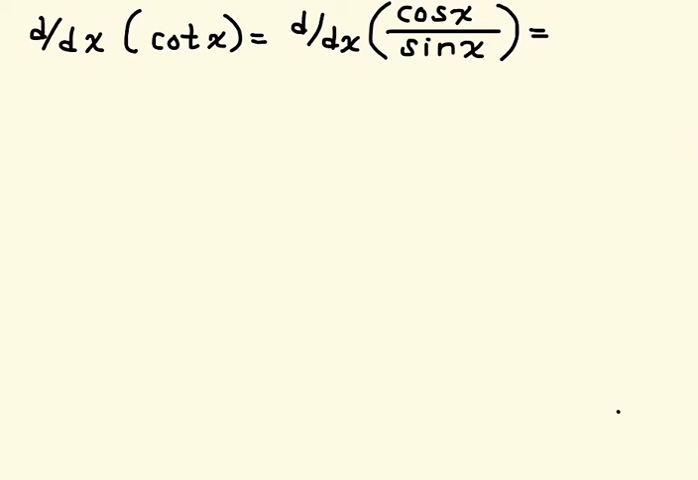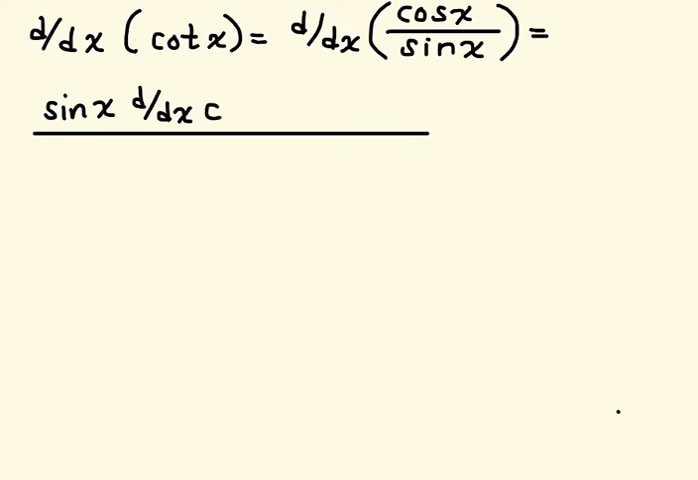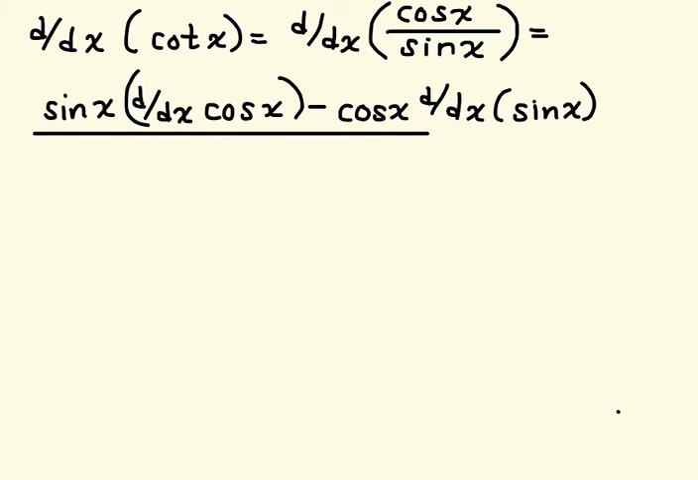So the derivative of the cosine over the sine, remember it's low d high minus high d low over low squared, right? So it's the sine of x, the bottom, times the derivative with respect to x of the top, that's our low d high, minus high d low. So it's the top, which is the cosine of x, times the derivative with respect to x of the bottom, which is the high d low. And this is all over low squared, or the denominator squared.